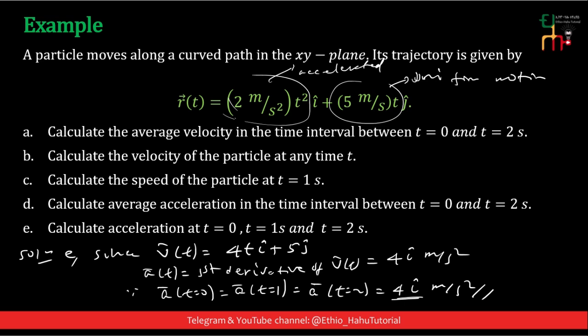That's why average acceleration and instantaneous acceleration are the same in A, but the y component of the velocity remains constant because this position is a first degree polynomial.